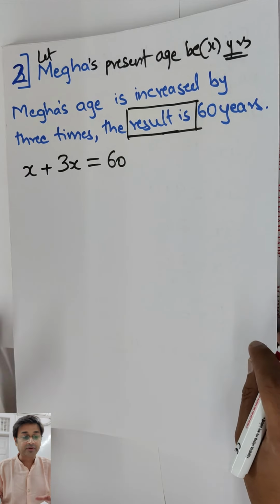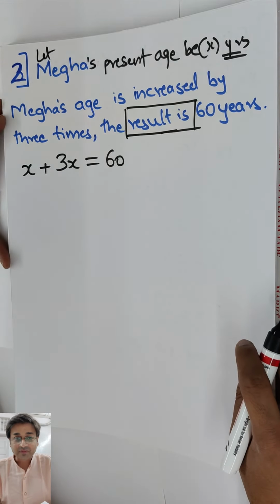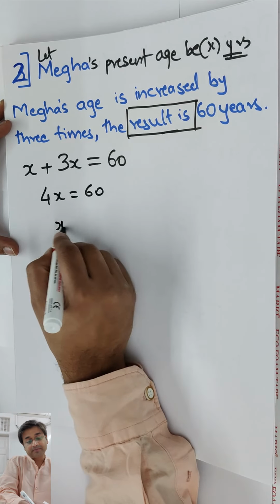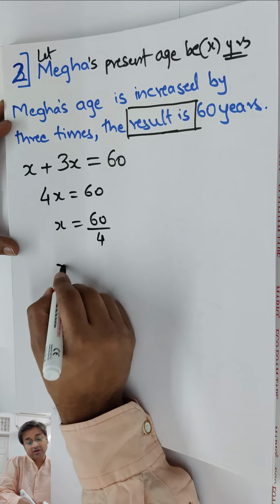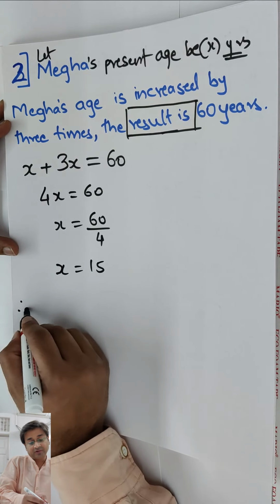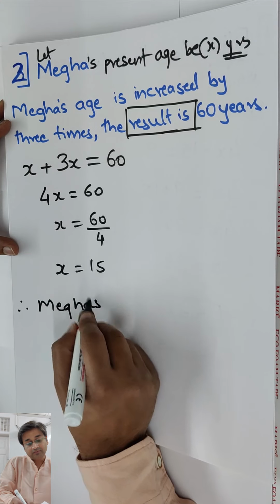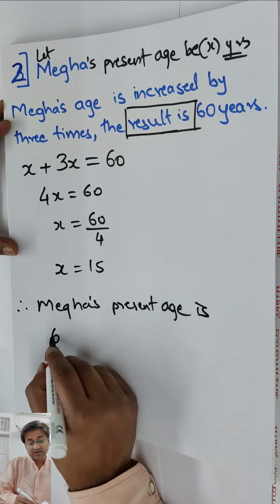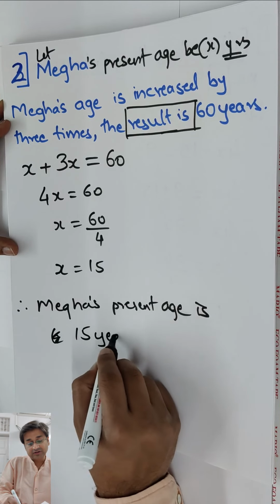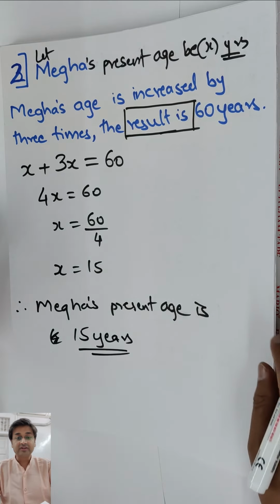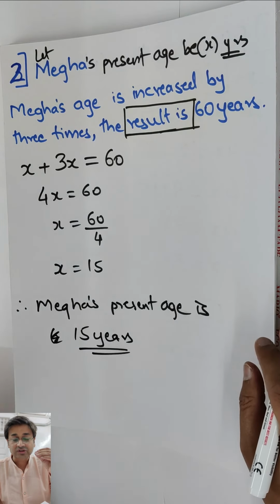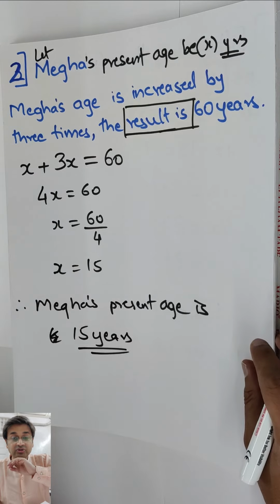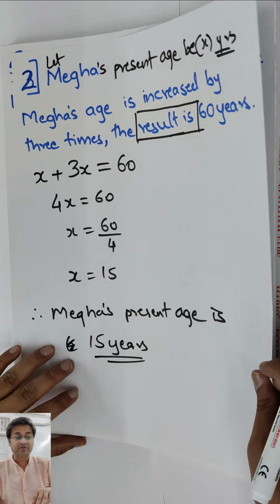Now solve this, very simple. Did you get it on your own? Actually, very good, keep it up. So 4x equals 60. x is equal to 60 by 4. So x is equal to 15. Therefore Megha's present age is 15 years. Isn't it very simple? It is. Trust me, you should just know the knack of converting English into maths, and your life is going to be very simple. Trust me, it's going to be very simple.